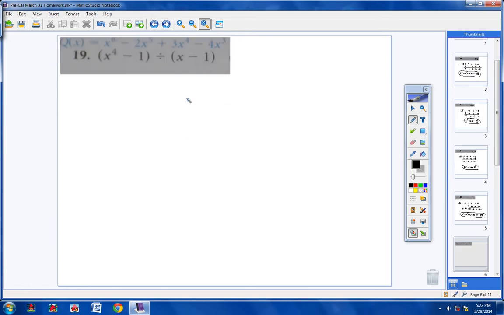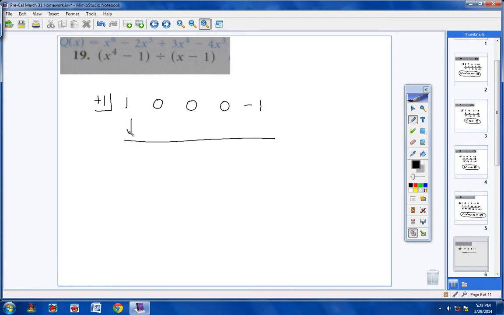All right, number 19. Notice your divisor is x minus 1, so we can definitely use synthetic division. Because we have a negative 1 here, I'm going to put a positive 1 right here. And now we're going to list the coefficients going across. X to the 4th has a coefficient of 1. There is no x cubed, so I'll put a 0. There is no x squared, I will put a 0. There is no x term, I will put a 0. And then your constant term is negative 1.